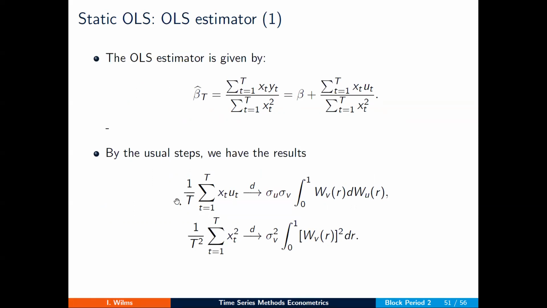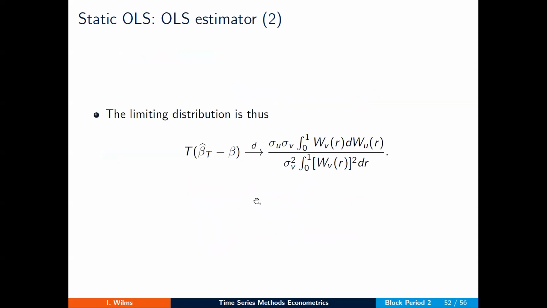Now, we've seen this many times until now. For the numerator, we need scaling by 1 over T to arrive at this limiting distribution. For the denominator, we need scaling by 1 over T squared to arrive at this limiting distribution. Putting these scalings together, we actually see that the asymptotic rate of convergence is T, not root T from the classical regression case. So beta hat is converging more rapidly to the true population parameter.